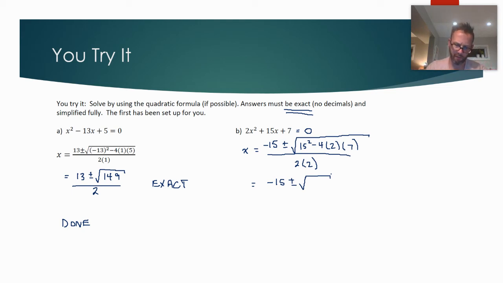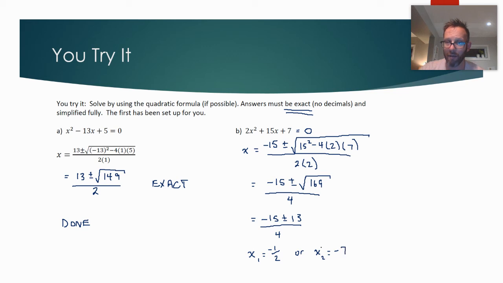So 225 is 15 squared. 8 times 7 is 56. We get 169, which is good for us because 169 is actually a perfect square number. Gives you 13. And then you can get your two answers. So show as many steps as you need to, but we're just using plus and then minus. So minus 15 plus 13 is negative 2. So negative 2 over 4 is negative a half. Or negative 15 minus 13, that's negative 28. Negative 28 divided by 4 is negative 7.